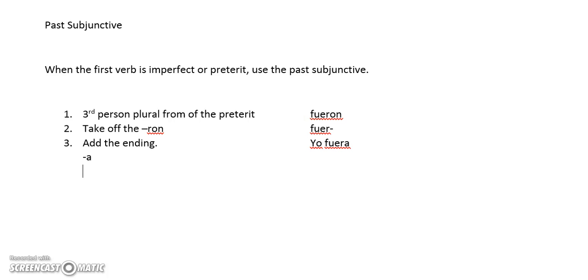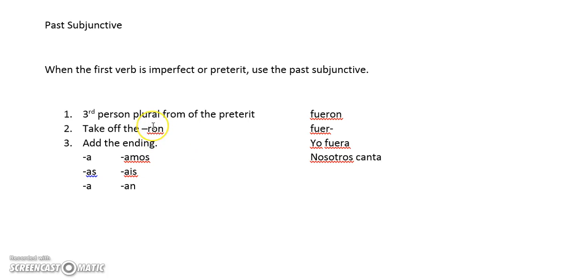The endings of these: a, as, a, amos, ais, an. Whenever you do add, for example, if you're going to add for the nosotros form for cantar, the third person plural preterite would be cantaron. You take off the R-O-N.